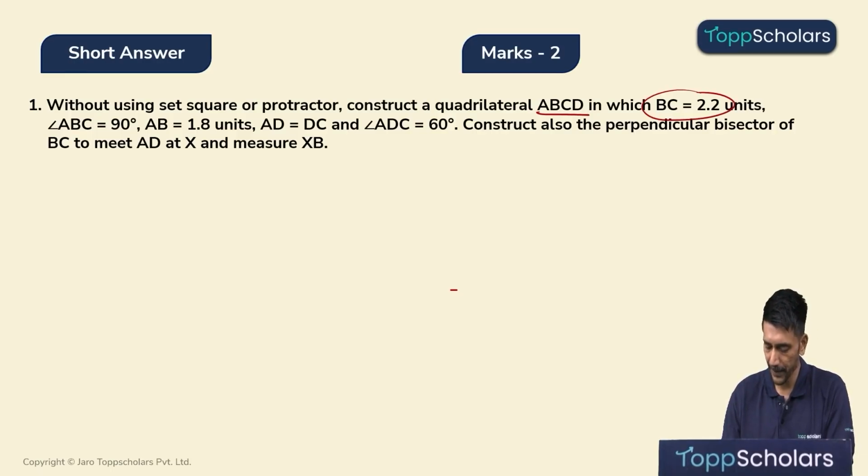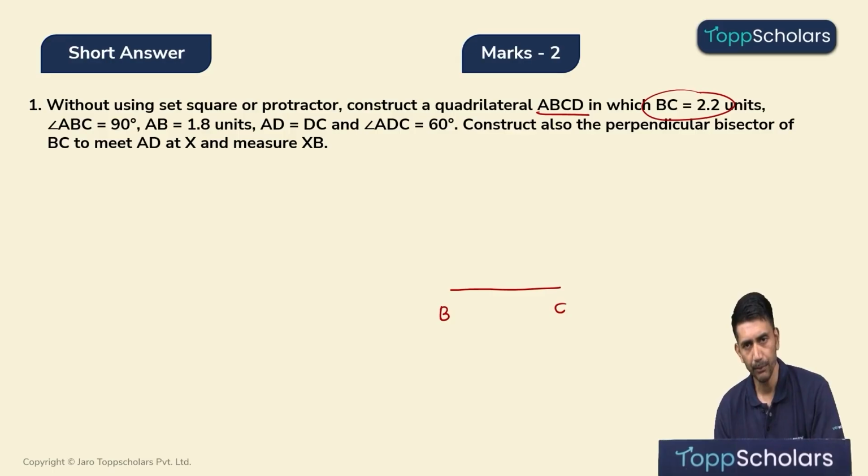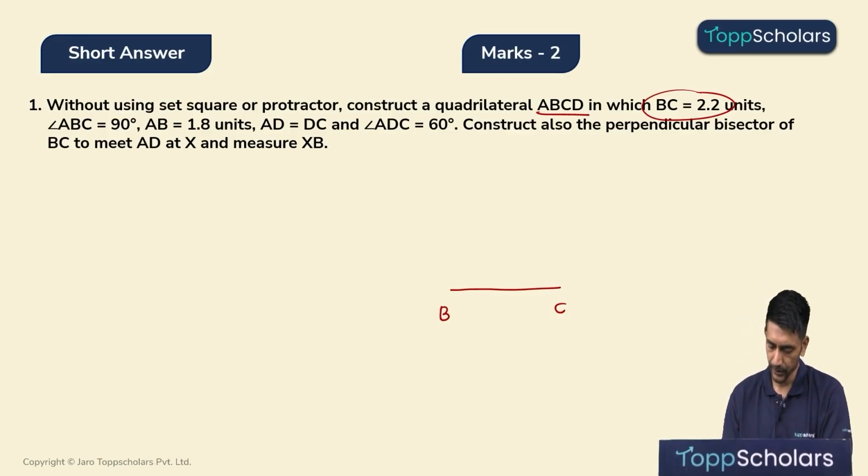BC कितना है? Base BC is 2.2. So with the help of your ruler and pencil, you'll draw the base of 2.2 units. Angle ABC is 90 degrees. So we'll cut an arc like this. Cut two arcs between 60 and 120 on the upper side to draw 90 degrees, right? So ये हो जाएगा 90 degrees.